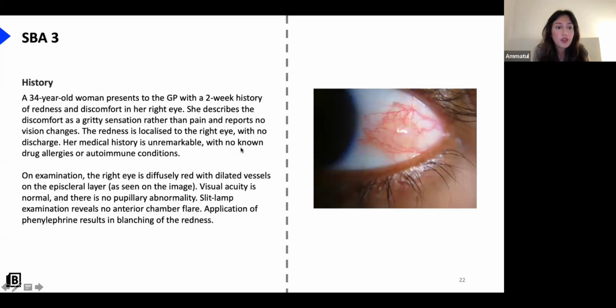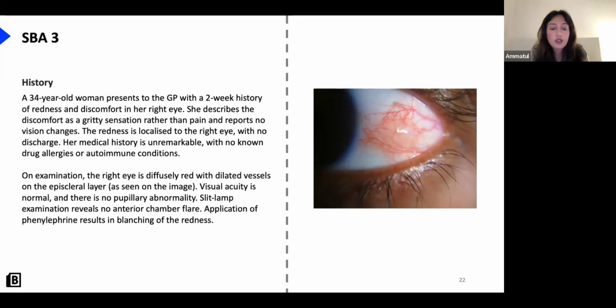Okay, third SBA. A 34-year-old woman presents to GP with a 2-week history of redness and discomfort in her right eye. She describes the discomfort as a gritty sensation rather than pain and reports no vision changes. The redness is localized to the right eye with no discharge. Her medical history is unremarkable with no known drug allergies or autoimmune conditions.